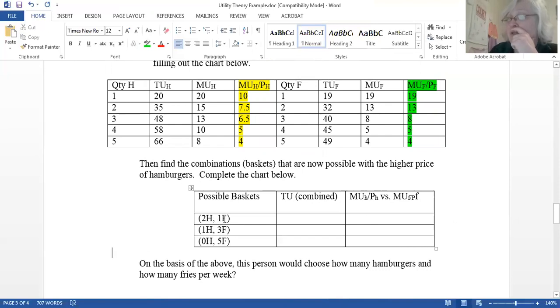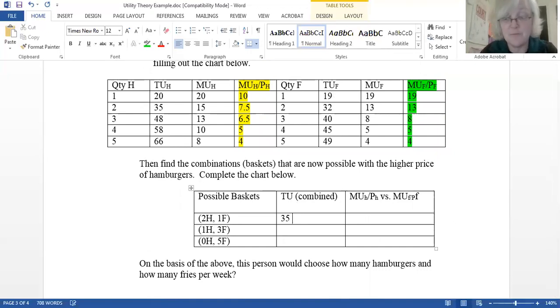So 2 hamburgers, 1 French fry. 2 hamburgers have a total utility of 35. 1 French fry is 19. So 35 plus 19, that looks like 54 to me. Then 1 hamburger and 3 fries. 3 fries is 40, 1 hamburger is 20. So 20 plus 40 is going to be 60. And then 0 hamburgers and 5 fries, which I can still afford, is going to be 49.